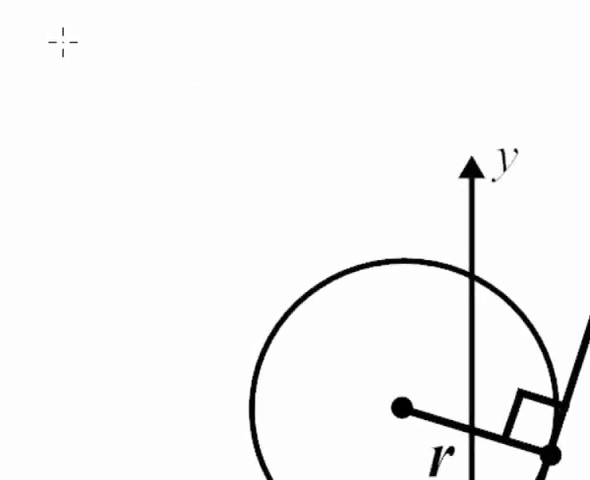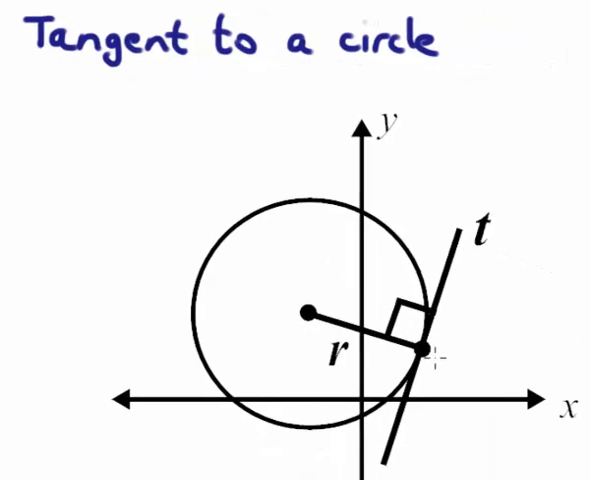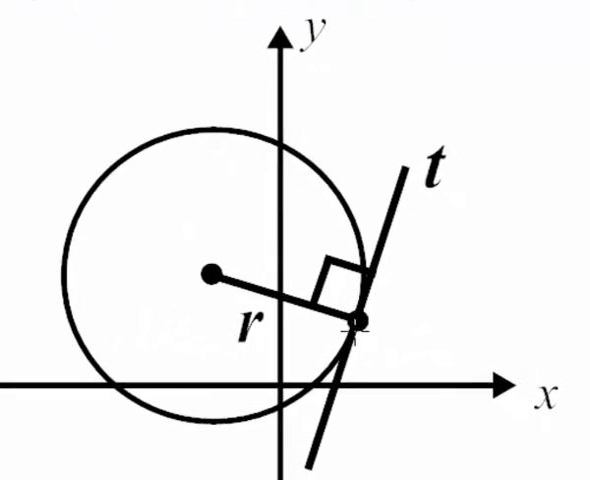Right, Matrix, in this lesson I'm going to be looking at finding the equation of the tangent to a circle at a given point. For example, when you've got a line that touches a circle at one point only, at say the point (x1, y1), that point is the point of tangency.